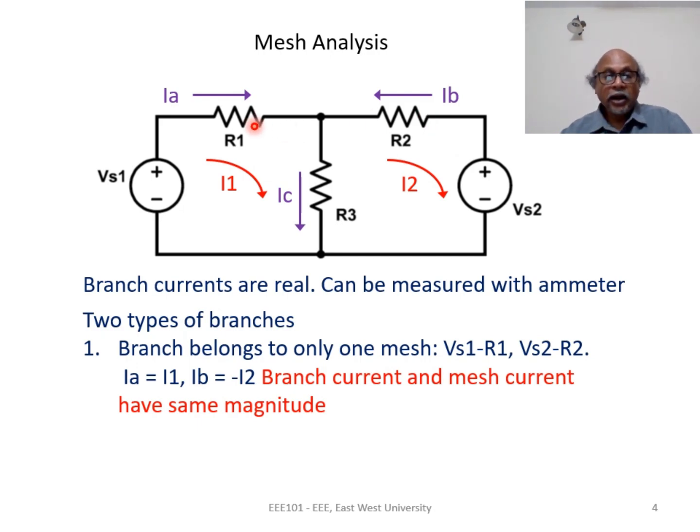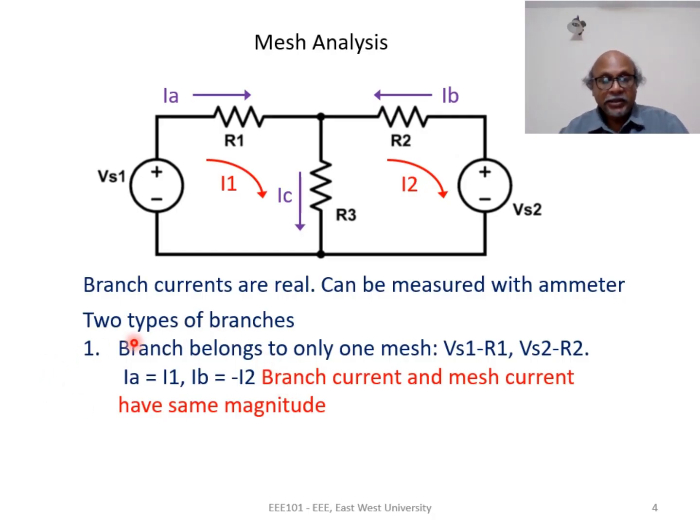If we look at R1, IA is the current through R1 from left to right. I1, the mesh current, is also the current through R1 from left to right. So I1 and IA are the same current. So I can write IA equal to I1. But if we look at mesh 2, IB is the current through R2 from right to left, whereas I2 is the current through the same resistance from left to right. So IB is minus I2.